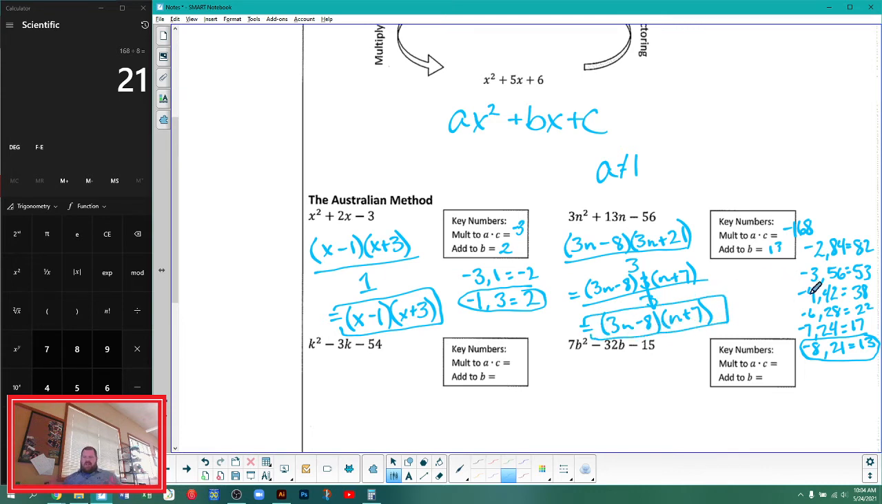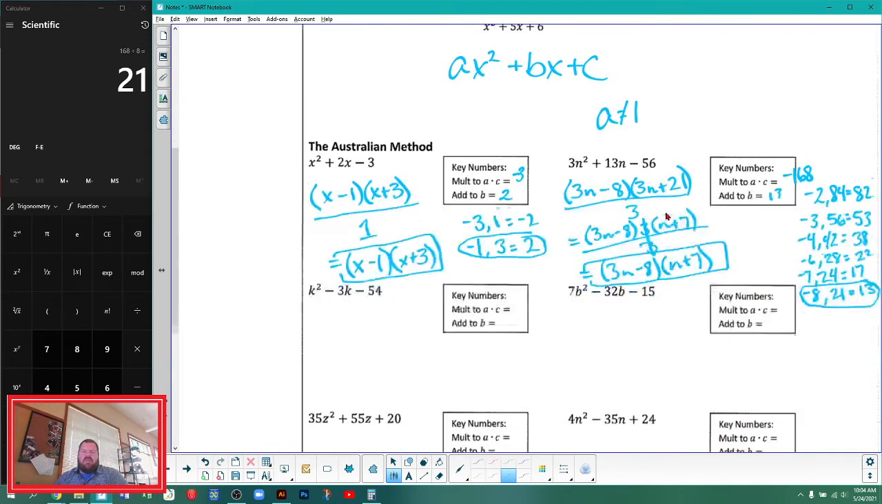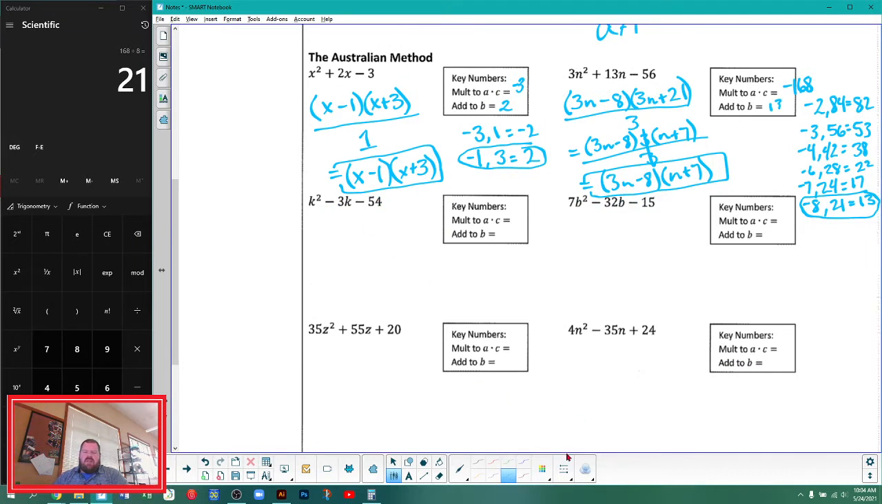And just as a quick check, you can always do this. Check your first and last pretty easily with foiling. 3n times n would be 3n squared. 3n times 7 would be 21n. Negative 8 times n would be negative 8n. And we talked about negative 8 and 21 is 13. And then negative 8 and positive 7 is negative 56. So that works out. Okay, that's just a quick check. You don't necessarily have to, but if you're ever unsure at all, take a look at it.